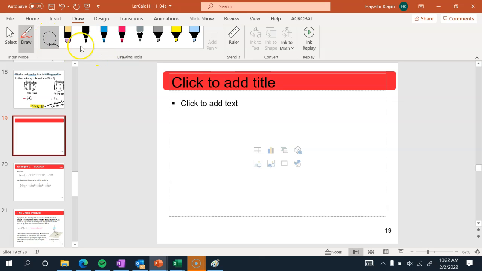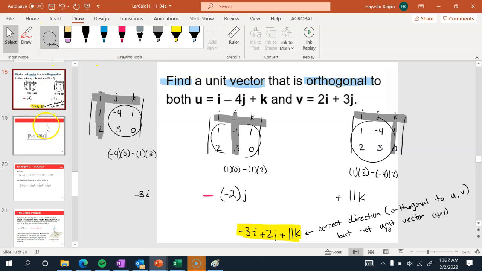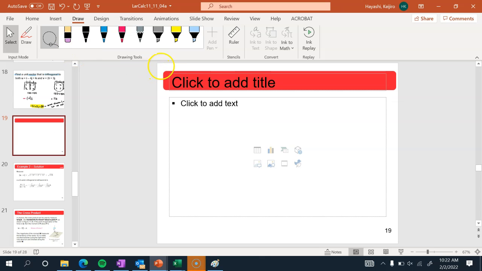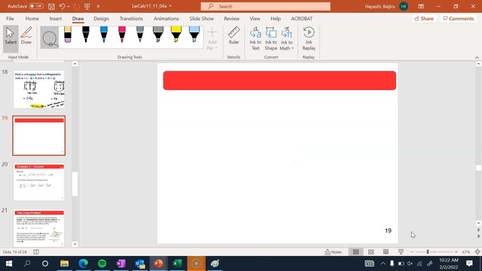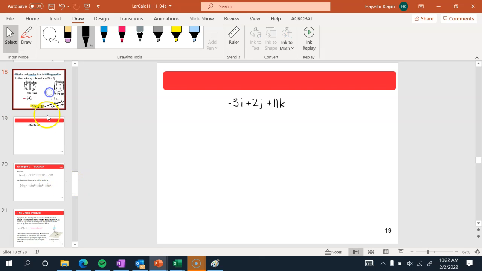So we're going to take that vector, negative 3, 2, 11, and we're going to make a unit vector out of it. We're basically going to divide it by something to shorten it to where it is a unit vector. So that was negative 3i plus 2j, no, plus 11k. Right, yeah. Okay.